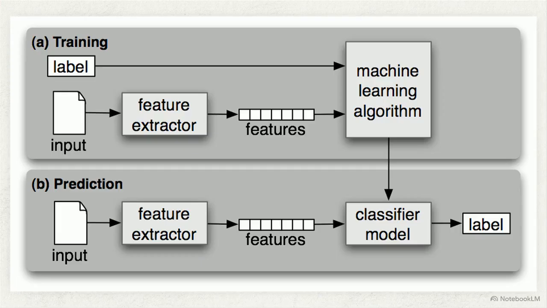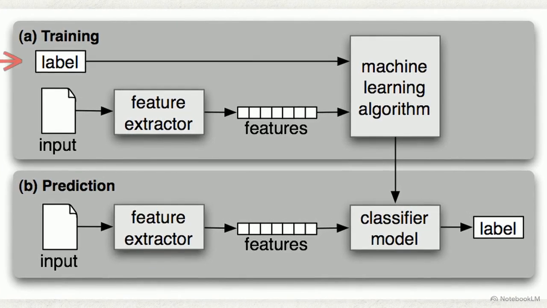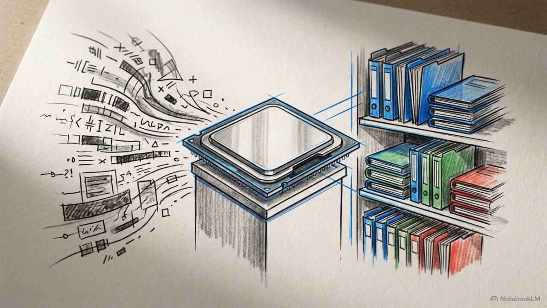As this workflow shows, the process is divided into 2 distinct phases. There is the phase where we build the engine and the phase where we run it. In the training phase, we provide the algorithm with both the feature vectors and their verified labels, the ground truth. The algorithm uses this paired data to find the patterns that distinguish spam from ham. The prediction phase is where the system is deployed. It is given a new, unlabeled feature vector, and it uses the logic established during training to output a predicted label. The classifier model produced in Phase 1 becomes the static engine that processes every new input in Phase 2.